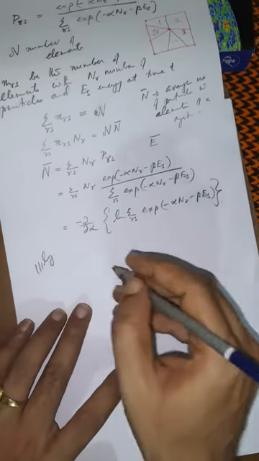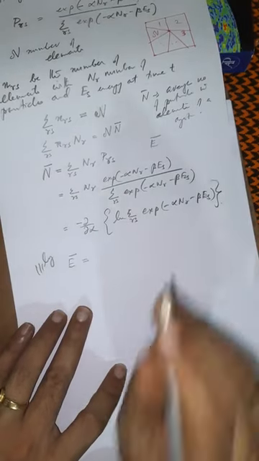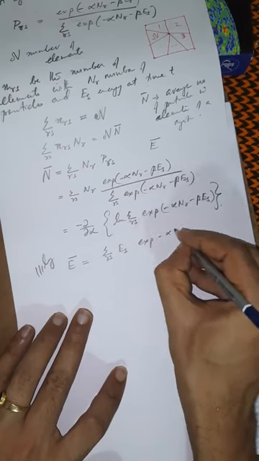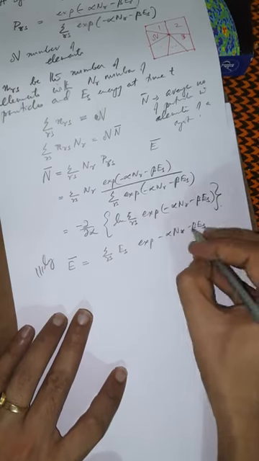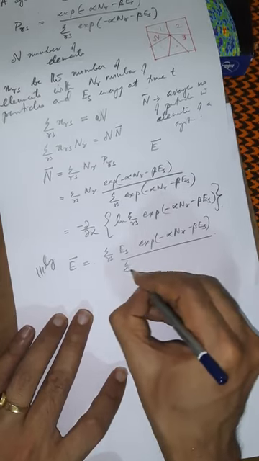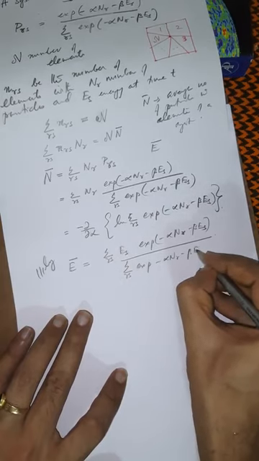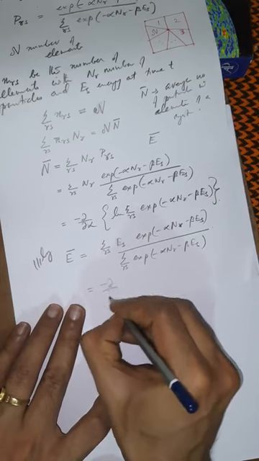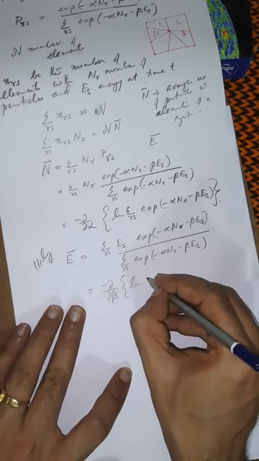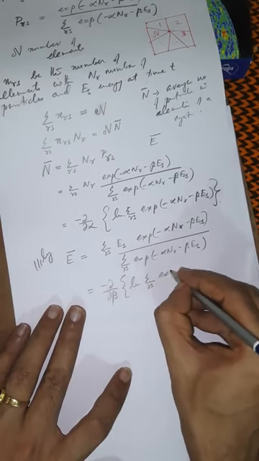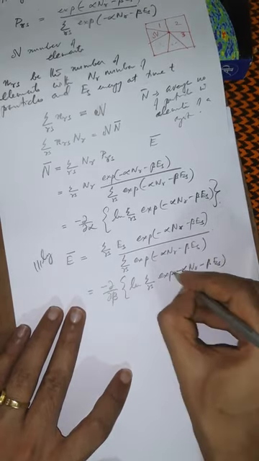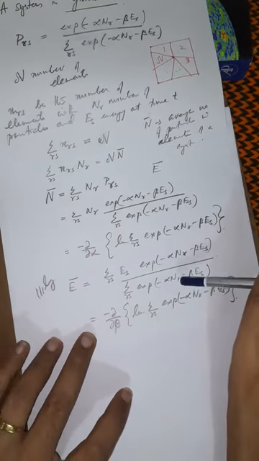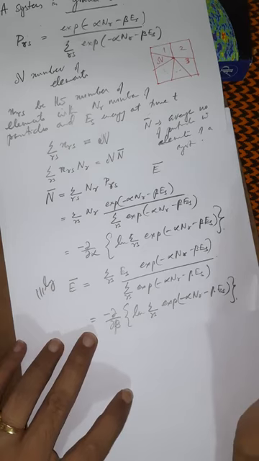Similarly, E bar, which is the average energy, can be expressed as the sum over RS of ES into exponential minus alpha NR minus beta ES, divided by the sum over RS of exponential minus alpha NR minus beta ES. This can be expressed in terms of the differential with respect to beta: minus dou by dou beta of ln of the sum over RS of exponential minus alpha NR minus beta ES. So now we have the expressions for N bar and E bar. Okay, we will continue in the next video.